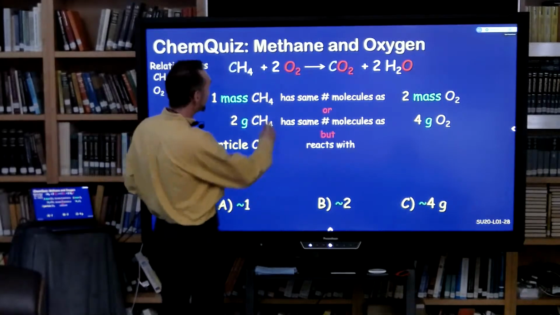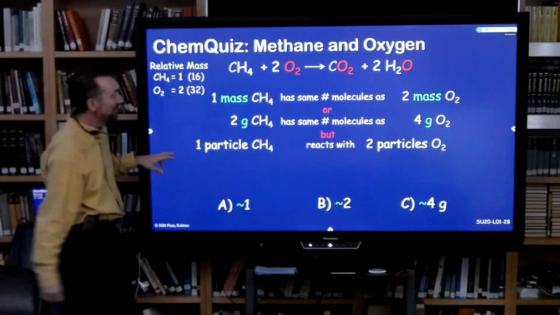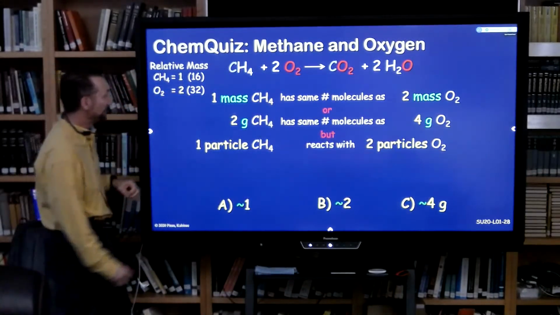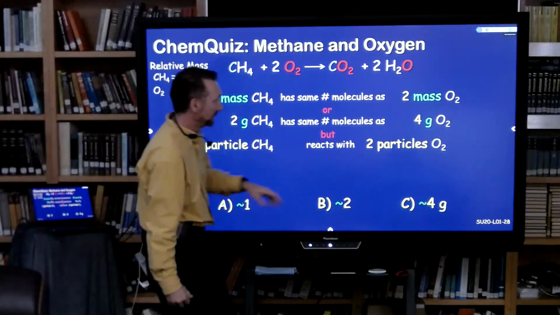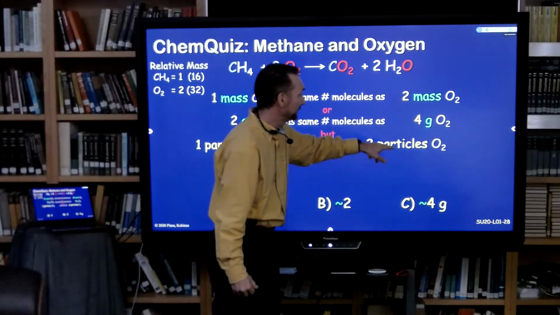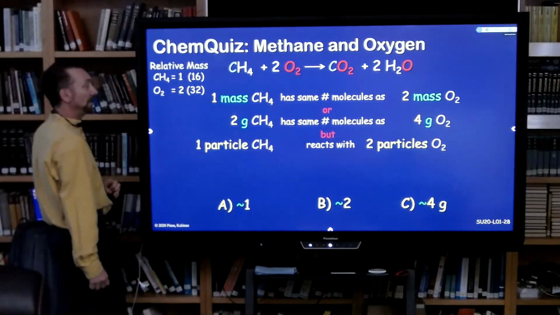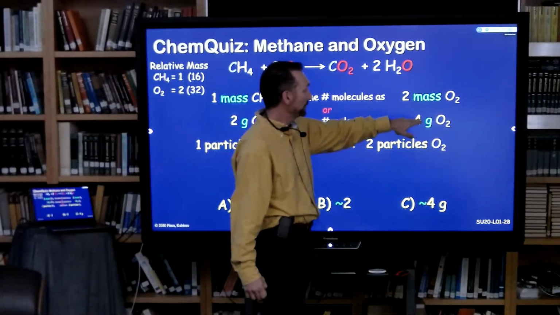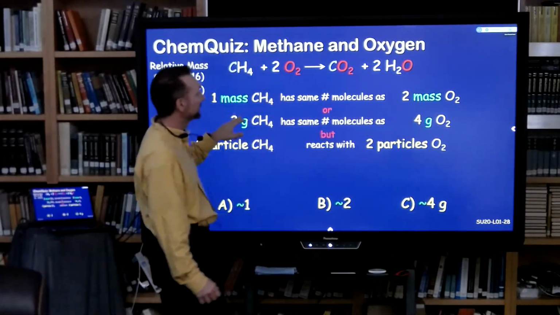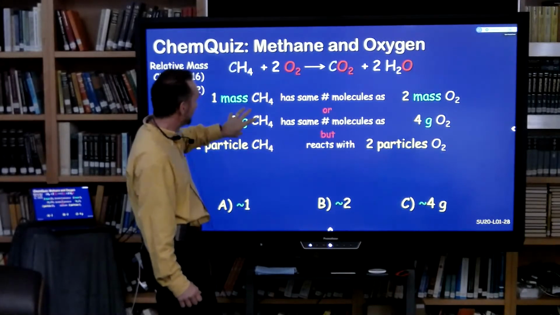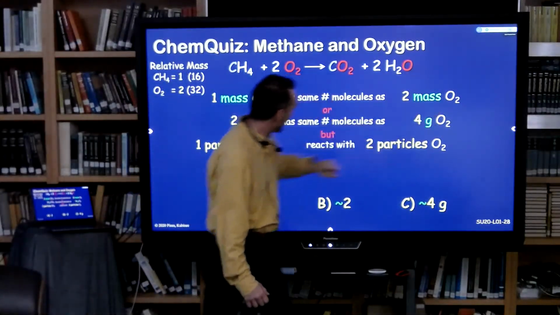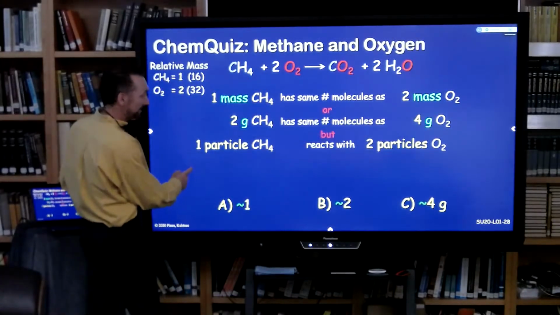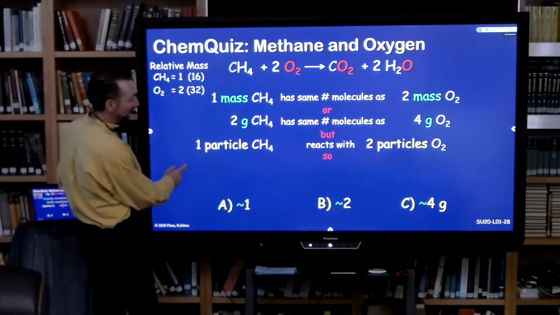And in this case, though, a particle of methane reacts with 2 particles of oxygen. So every methane that reacts requires that it has 2 particles of oxygen to react with. So if you have 4 grams, you have the same number of particles like this. Every gram of this reacts with twice as many particles. So every gram here will react with 4 grams there, twice as many particles. So you can write that out.